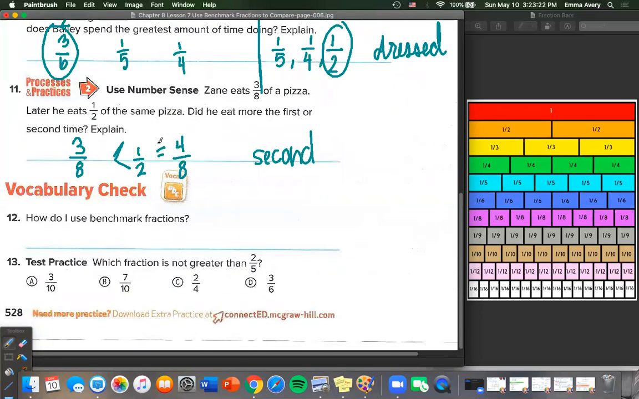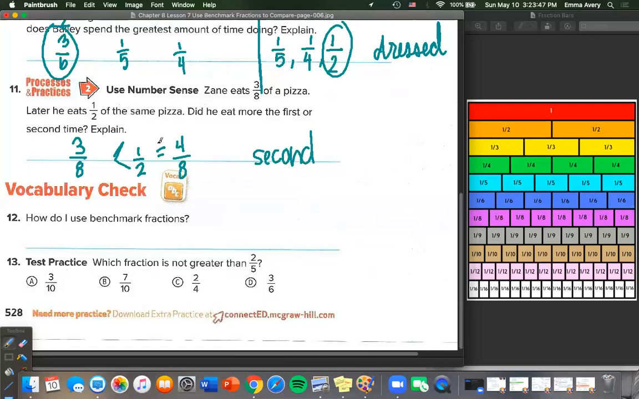So how do you use benchmark fractions? Well, it's that 1/2 trick we've been talking about, and you could also do it with 1/4 or 1/3, any fraction that you know right off the top of your head. So how do I use benchmark fractions? I compare fractions on either side of that benchmark to see which are greater and which are less than.